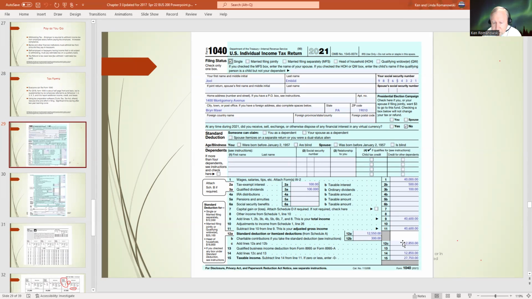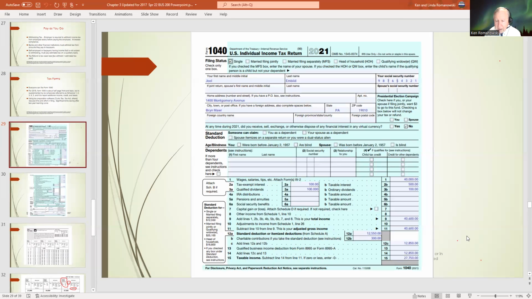So on line 12C, you're now going to add together the standard deduction and the charitable contribution. So that gives line 12C of $12,850. Line 13, qualified business income deduction, doesn't apply here, he doesn't have a business. So then you add together lines 12C and 13, which is 0. So now line 14 is $12,850.